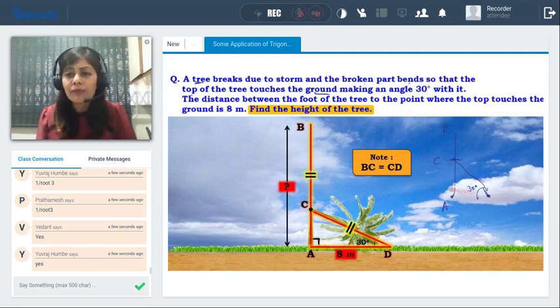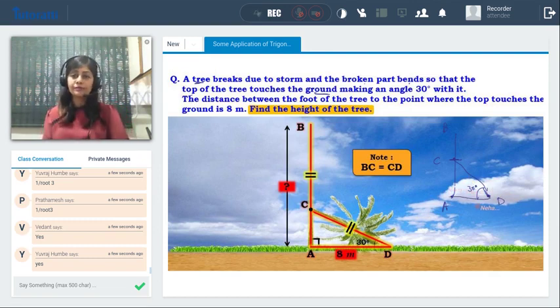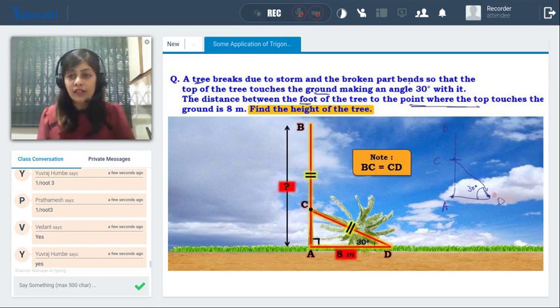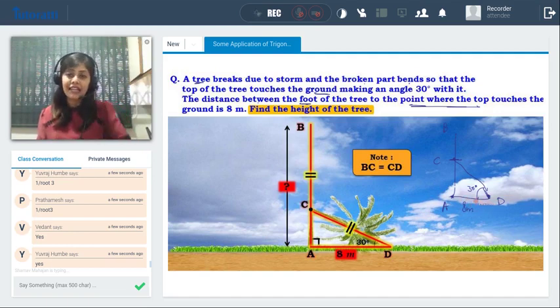Now there's only one point remaining which is not joined. Join the base. Let's call this point D. Now you need to find the height of the tree. Before that, what do we have? Distance between the foot of the tree, foot is at point A, and the point where the top touches the ground. The point where the top touches the ground is D. So the distance between A and D is 8 meters. That means AD is 8 meters.